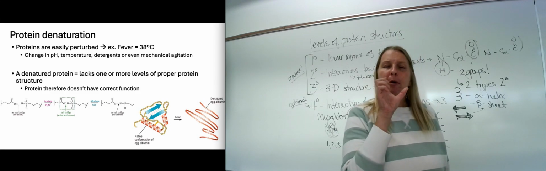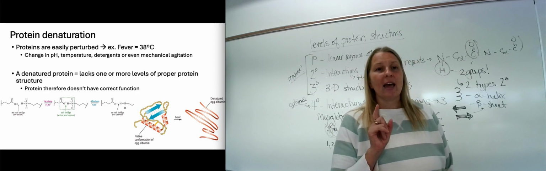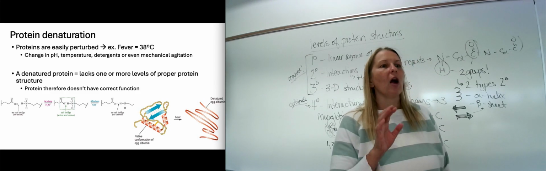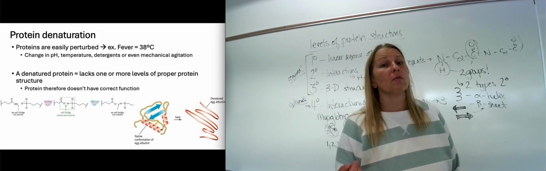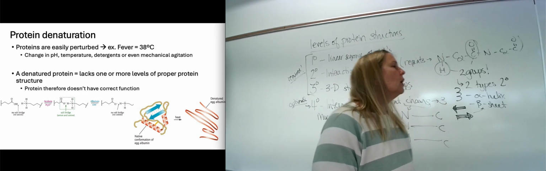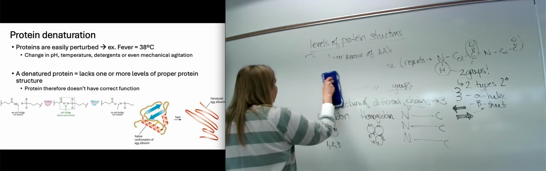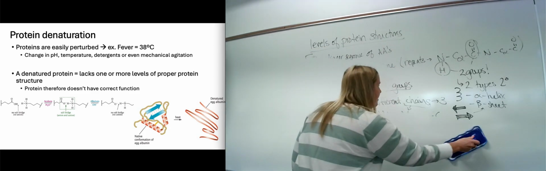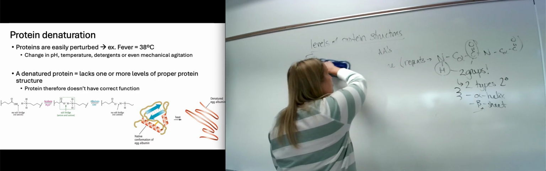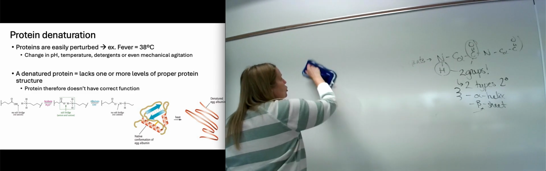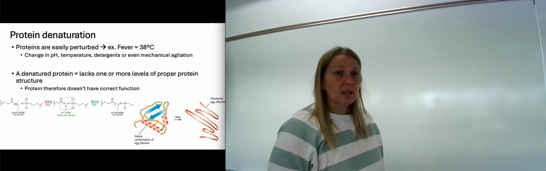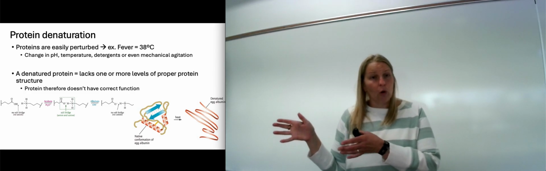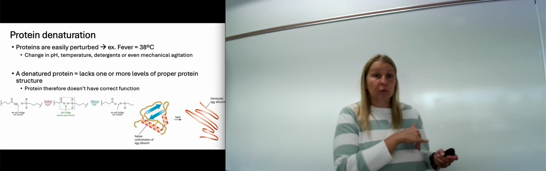But the reason why we put biological in front of this is that enzymes and proteins in general are pretty easily perturbed or disturbed in terms of their structure. For example, you may have heard of people having a fever. Well, when you have a fever, the point is usually to increase your temperature to help denature proteins, to take them from the folded or native state to the denatured, unfolded state.